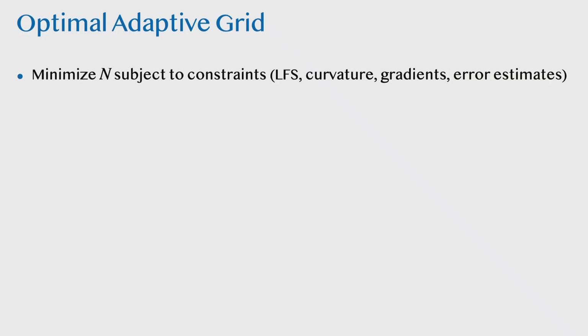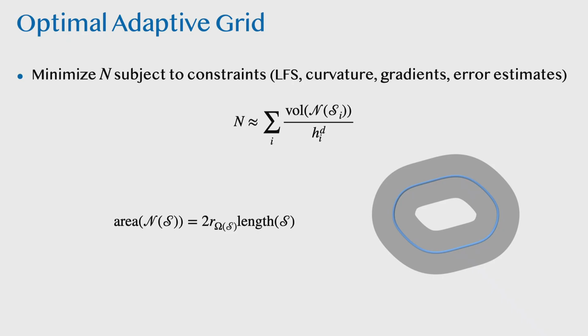What you'll want to do possibly is minimize the number of grid points subject to some constraints. It could be local feature size, curvature, the gradients. It could be error estimates in the solution and some user prescribed tolerance. And the number of grid points can be estimated from the volume of the tube divided by the volume of a single cell.